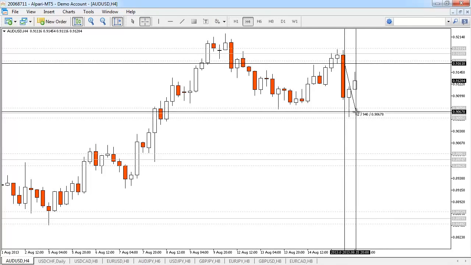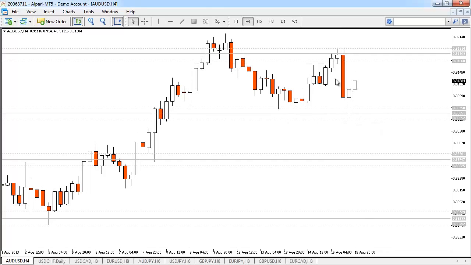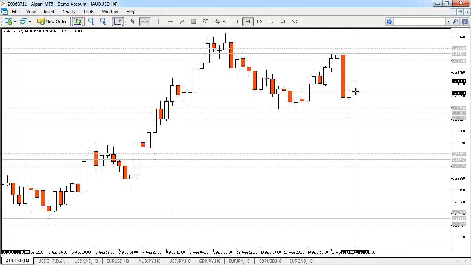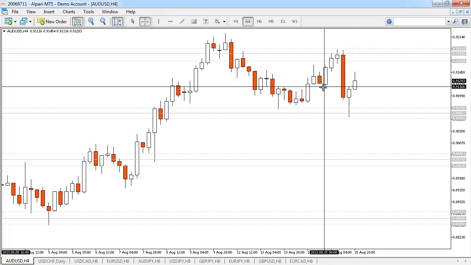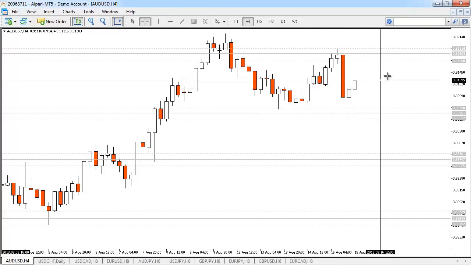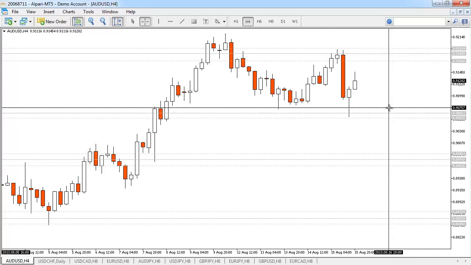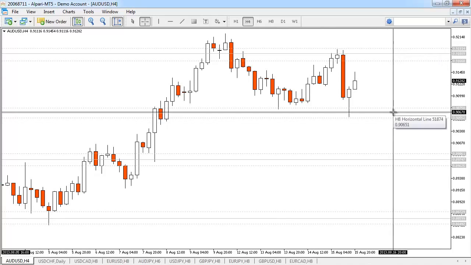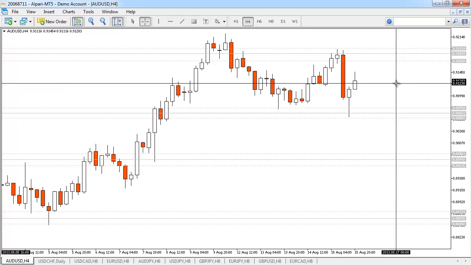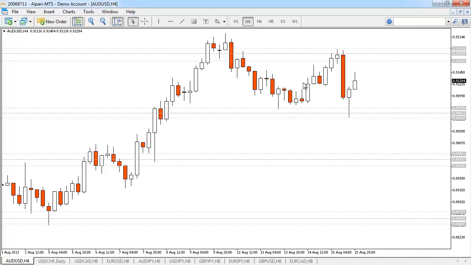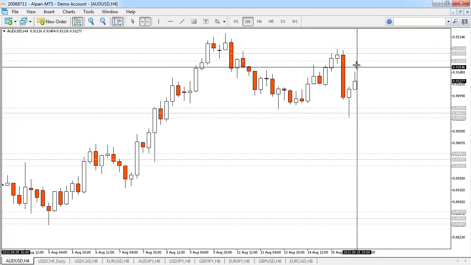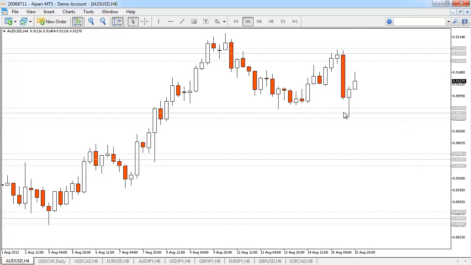Entry was here, and the target was down here at the support area. Could also split this position into two. Sometimes I split positions into two. I'll take out half my profit about halfway into the space between the resistance areas. So this is the resistance area, this is the support area, so halfway between, roughly here. Sometimes I'll take profit around this point, and then take my second target down here. This could have been traded either way, but today the target was just down here at the next resistance support area.